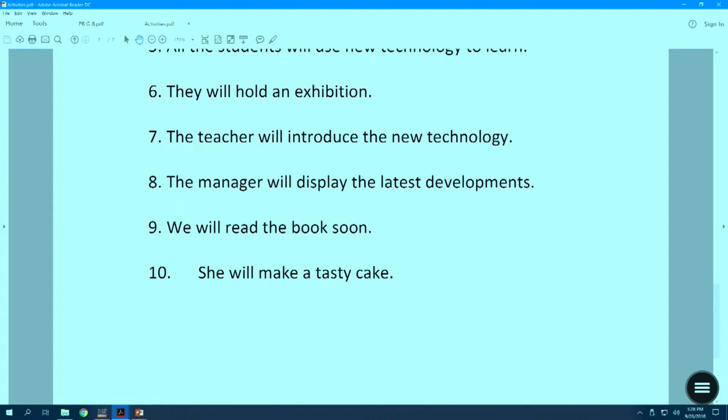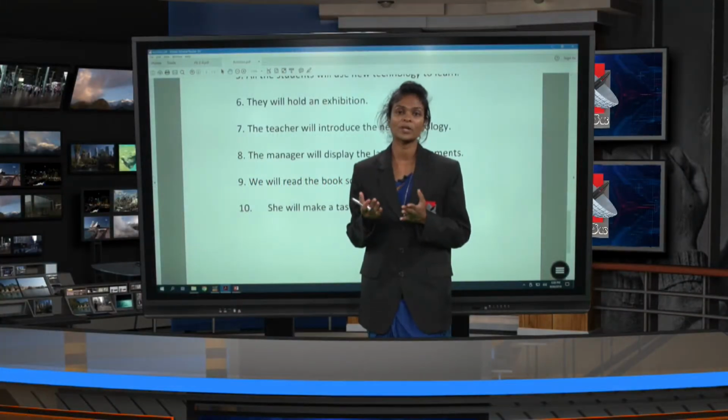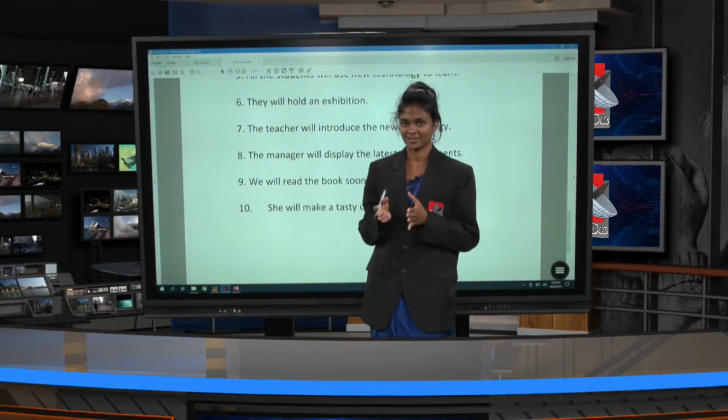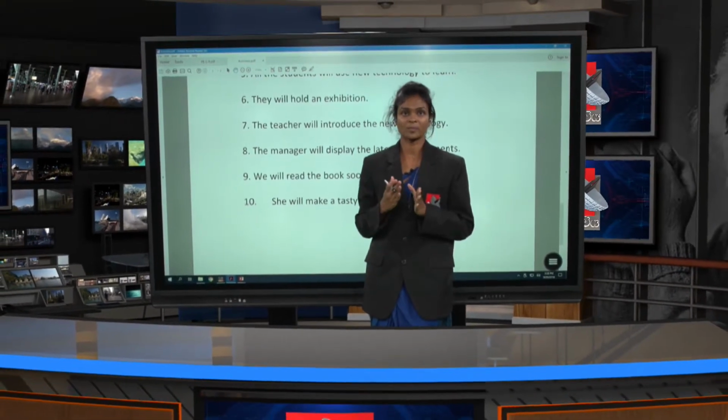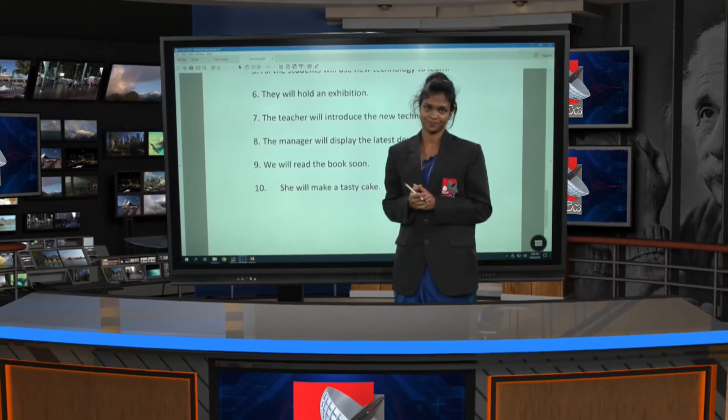However, we will read it. We will read the book soon. The book will be read. This with the same spellings, right? The book will be read soon.